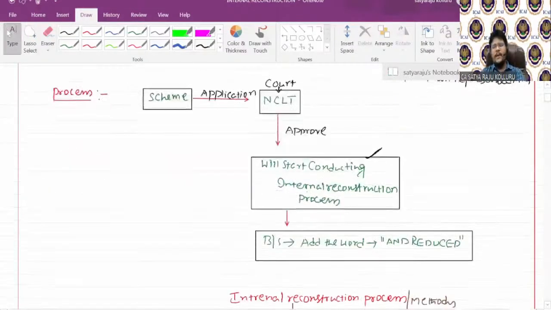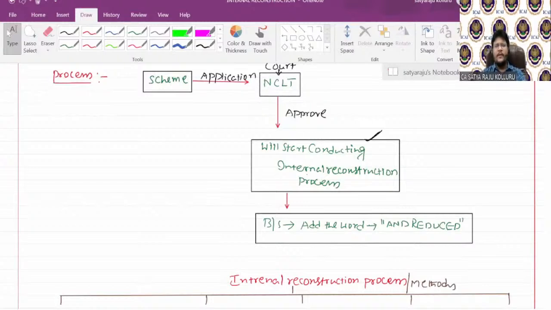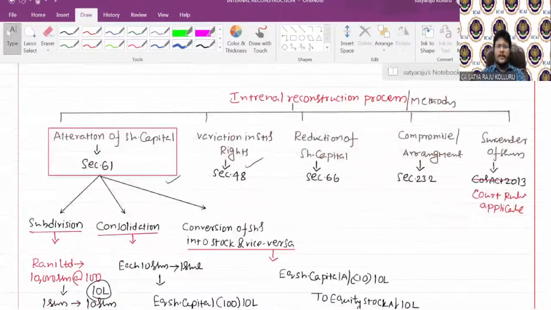Once the company has completed the internal reconstruction process, then at the time of preparation of financials, it should add the words "and reduced." As per the Companies Act 2013, internal reconstruction occurs through the following measures: alteration of share capital, section 61; variation of shareholders' rights, section 48; reduction of share capital, section 66; compromise or arrangement, section 232; and finally surrender of shares. We have not yet discussed surrender of shares, but we have already seen what happens in case of the others.